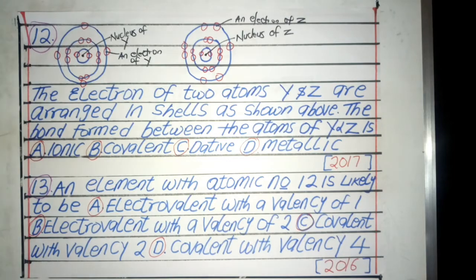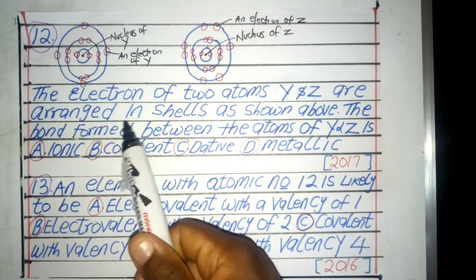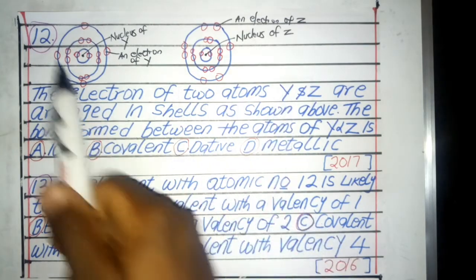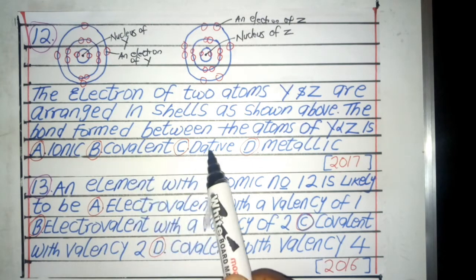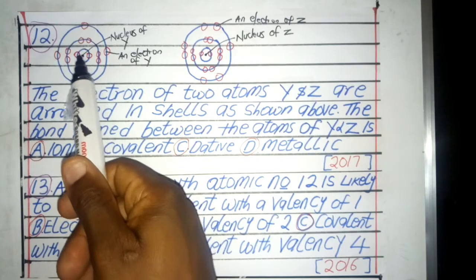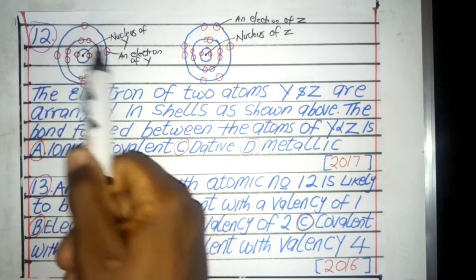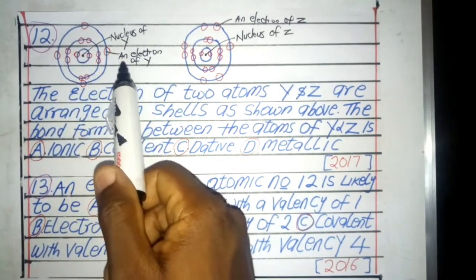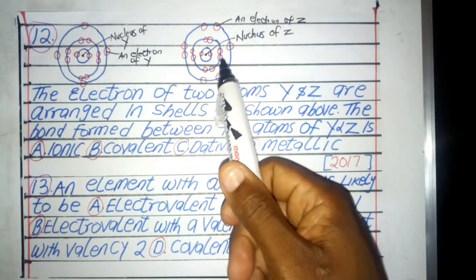Next question. Look at these two atoms. The electrons of two atoms, Y and Z, are arranged in shells as shown above. The bond formed between the atoms of Y and Z is A, ionic, B, covalent, C, dative, D, metallic. So from here, if you count the number of electrons, 8, 9, 10, 11, 12. This one is 12. So 12 is magnesium. Atomic number of magnesium, 12. 12 electrons.